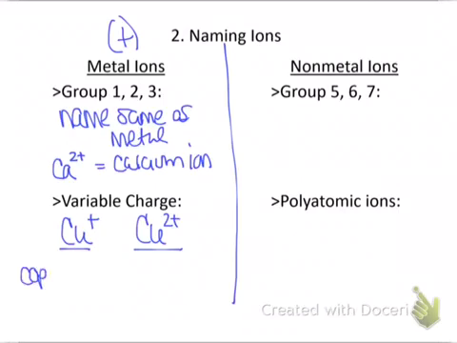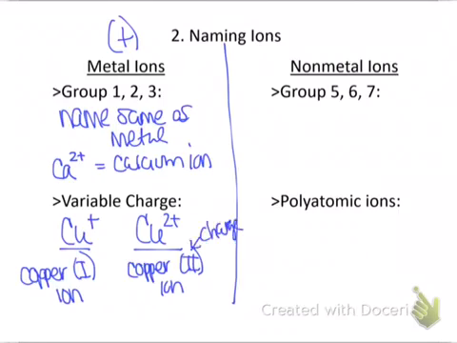And how we communicate the charge state of the ion is by writing the charge in parentheses, following the name. So this would be called the copper(I) ion, and that would be called the copper(II) ion. Note that this refers to the charge, not to the number of atoms in the compound. Okay? On the other side of your compound, you're going to have a nonmetal ion.